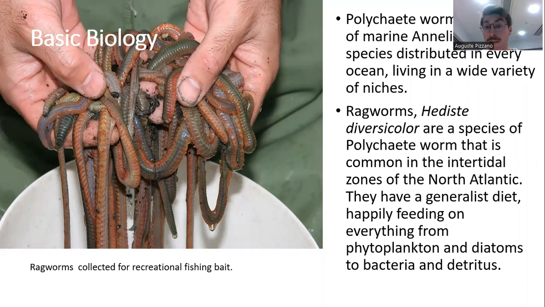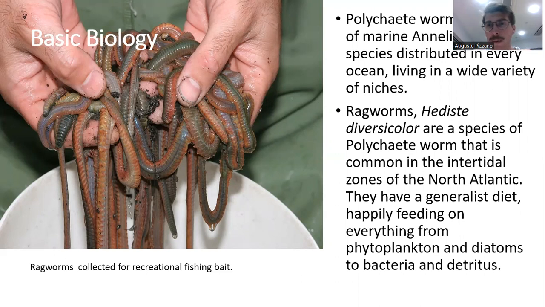They have a generalist diet. They're happy to feed on everything from phytoplankton, diatoms, bacteria, detritus, and small invertebrates. Basically, what they do is they dig a little burrow, and then they will writhe their body to suck in seawater, and then they'll eat whatever they can get their hands on that comes in with that seawater.